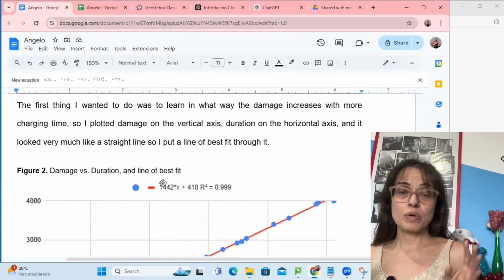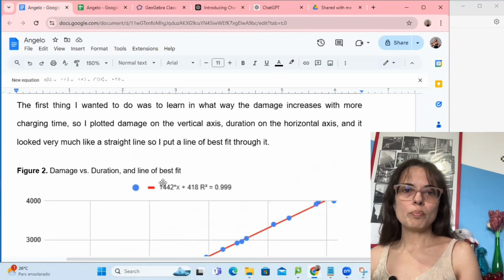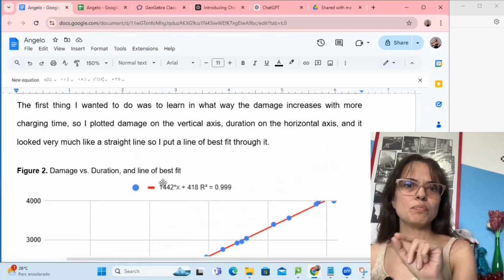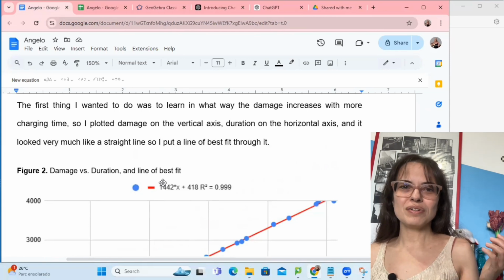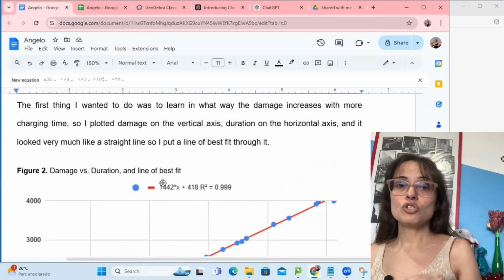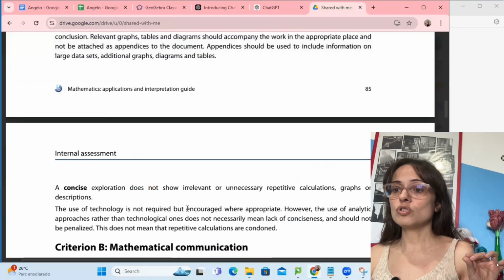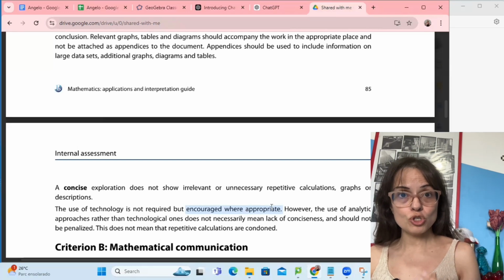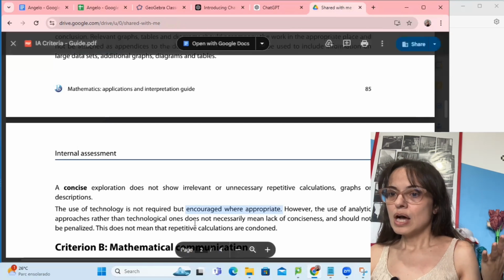And a lot of people, especially in correlation IAs, think that they need to copy some text from someplace else. There's a weird formula with summation signs for how to calculate Pearson's coefficient. That's not even ever mentioned in the course. So please don't do that, because that is not concise, and because the use of technology is encouraged where appropriate. You should be doing these things in the calculator and discussing their results rather than doing things by hand unnecessarily.